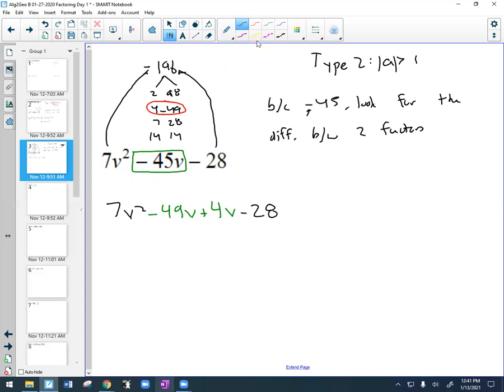And understand this. This in the green box is the same as these two green things here. Negative 45v is negative 49v plus 4v. These are exactly the same. Negative 45 is negative 49 plus 4. I got that from up here. And now I do what's called factoring by grouping, which is where I group the first two terms. And then I group the next two terms.